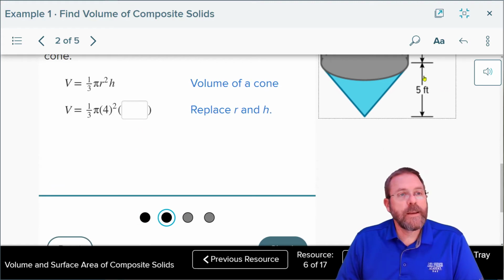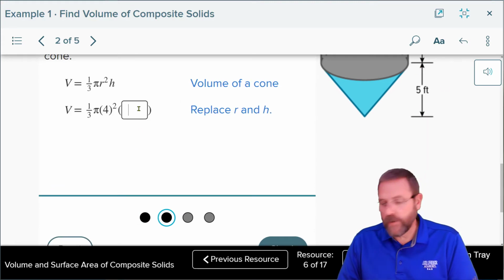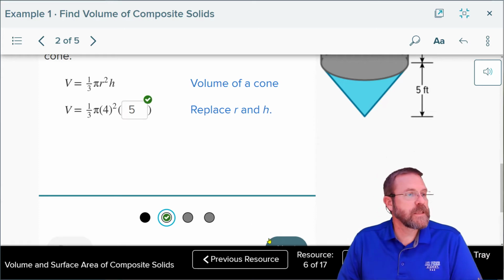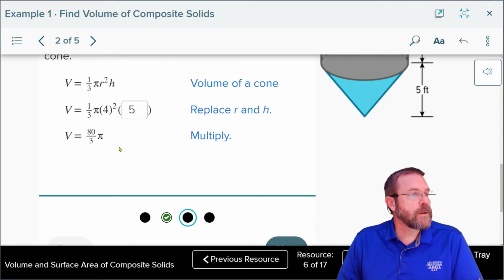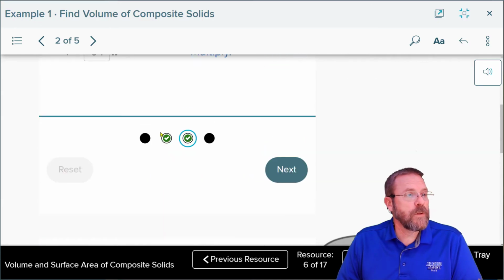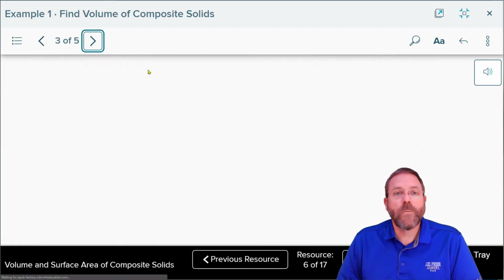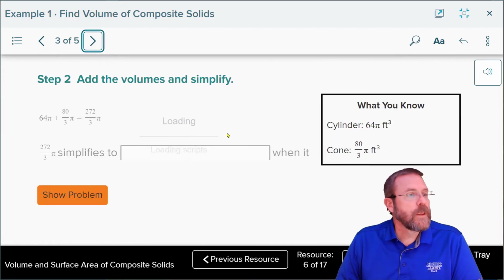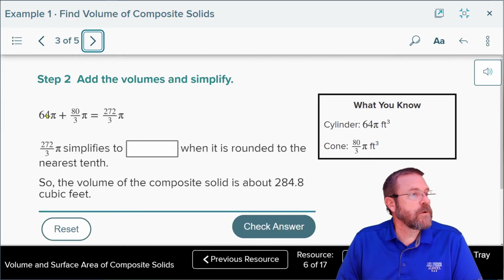This time the height of the cone is going to be 5. The radius is going to be the same. And from here we can say that 4 times 4 is 16. 16 times 5 is going to be 80, and that's where the 80 over 3 pi came from. So at that point we have the volume of the cone is 80 over 3 pi, the volume of the cylinder was 64 pi, and we're going to add those together. You can see that's happening right here.